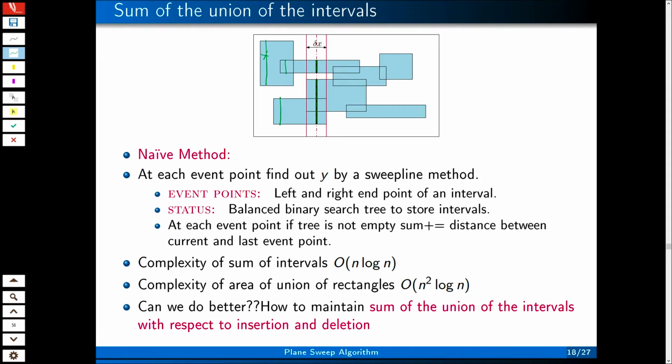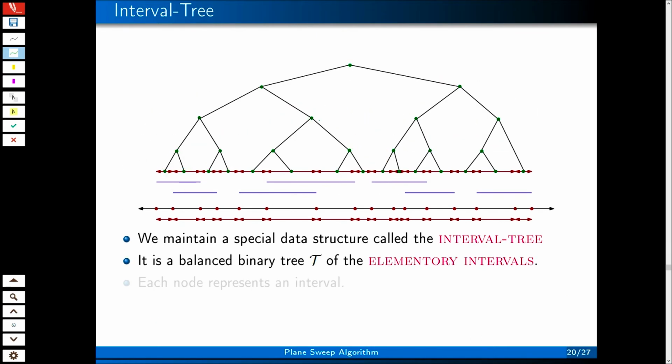Depending on which subset of the blue intervals is active, we have to quickly report the length of the line segment that is covered by the union of these intervals. This is the union I would like to maintain. How to do that?